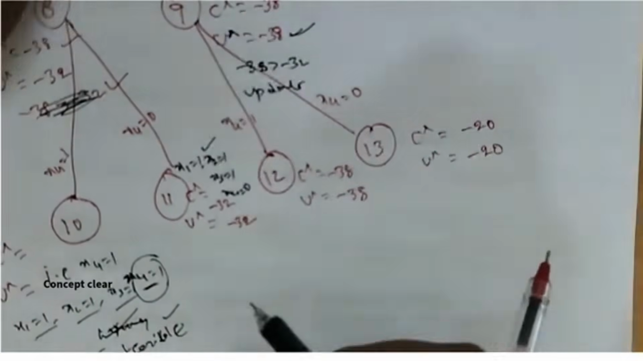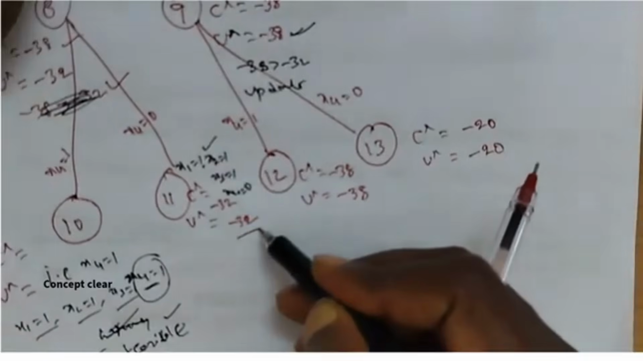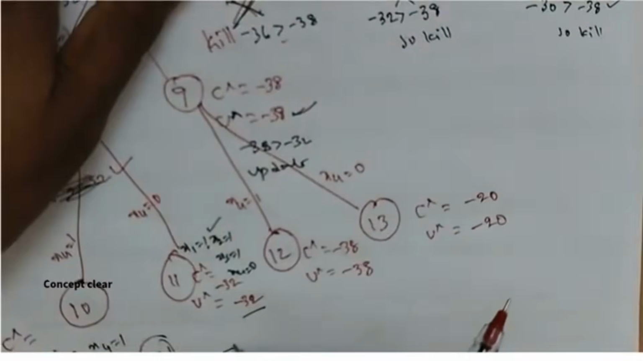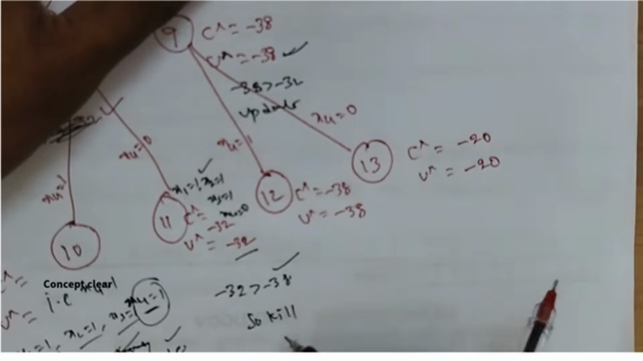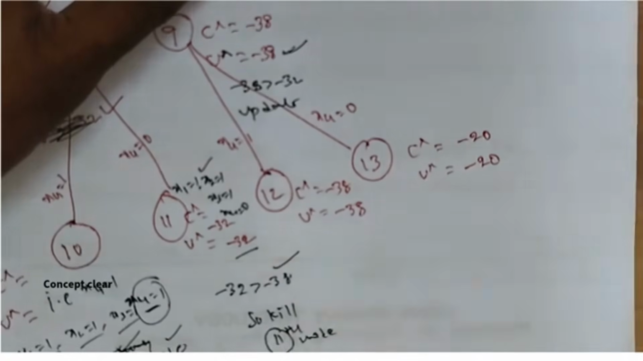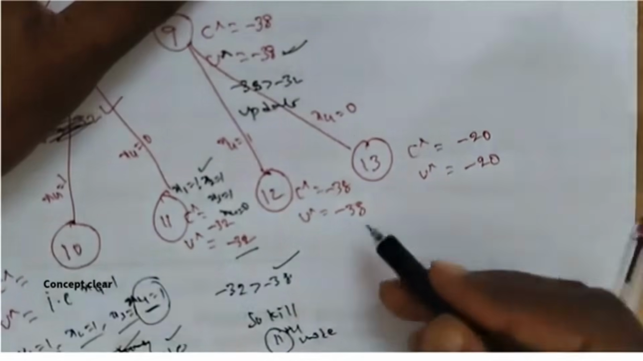Okay, now check the conditions. Here the upper bound value is minus 32 and the global upper bound value is minus 38. So what is the second condition? Minus 32 greater than minus 38. The condition is true. So what? Kill the 11th node. Kill the 11th node. Okay. Next, what about these two?